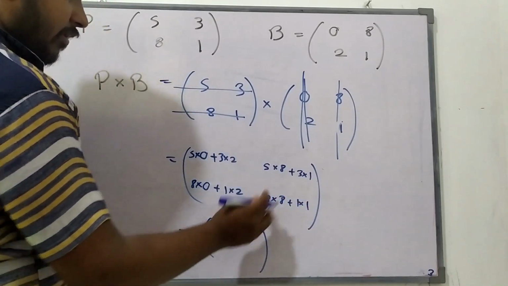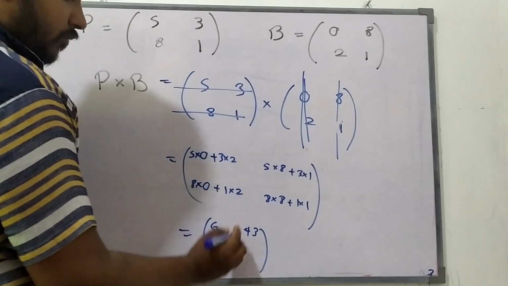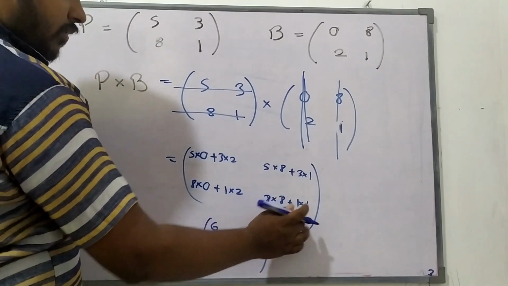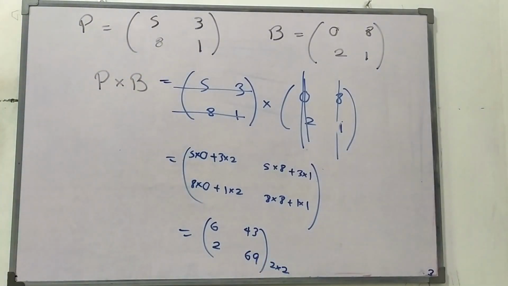This is 6, 43, 2, again a 2 by 2 matrix. So this is the way of multiplying two matrices.